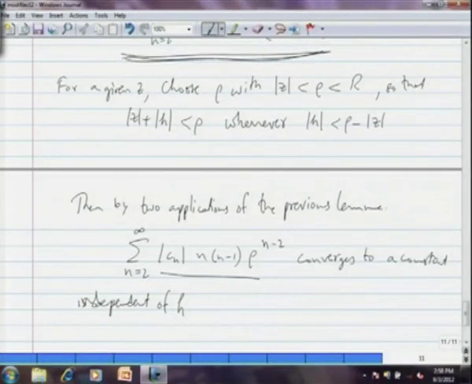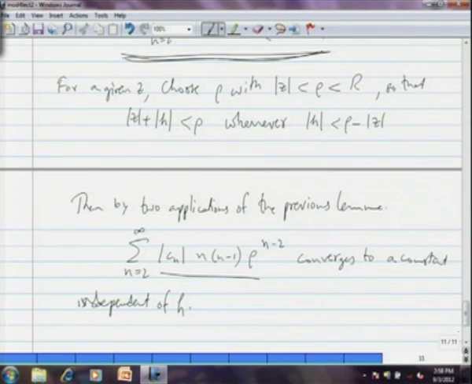Okay, they converge absolutely. Okay, and they converge independent of this h, because there is no appearance of h in this series at all. Okay, so in the series sigma modulus of C n times n times (n minus 1) rho power n minus 2, okay, so that is independent of h. Okay, so that is important.